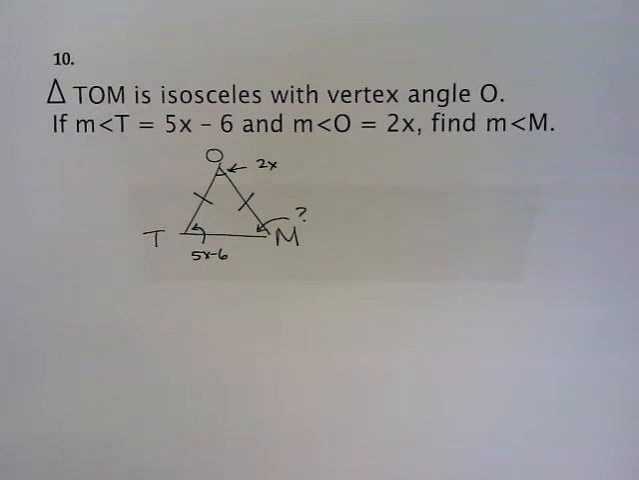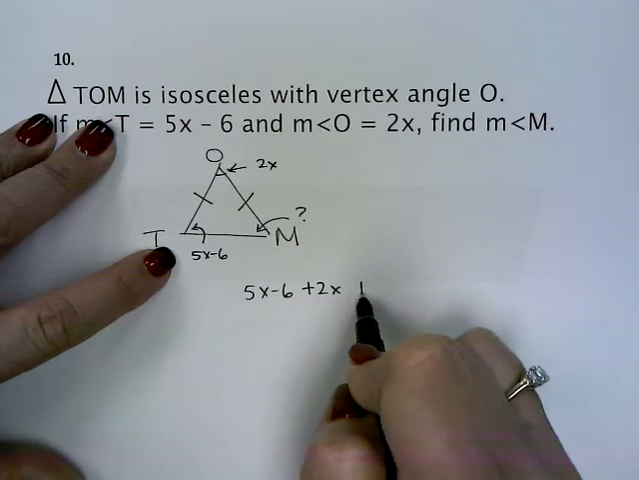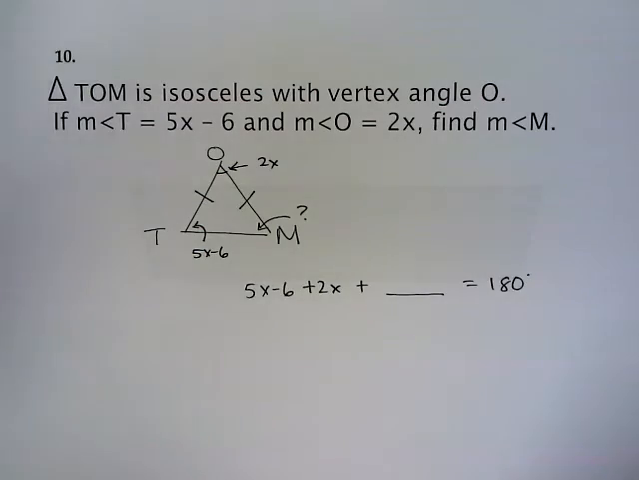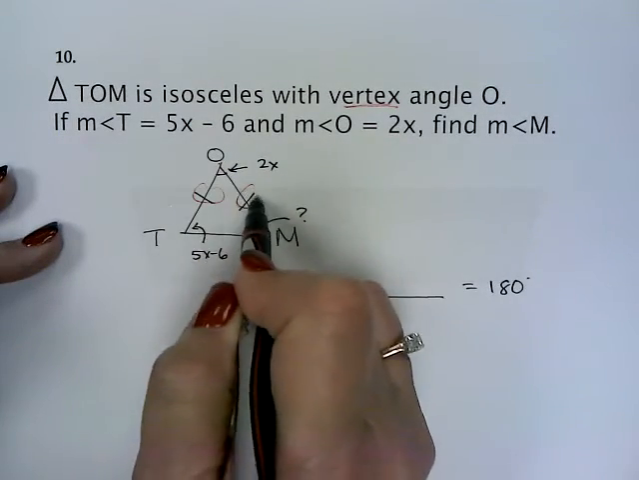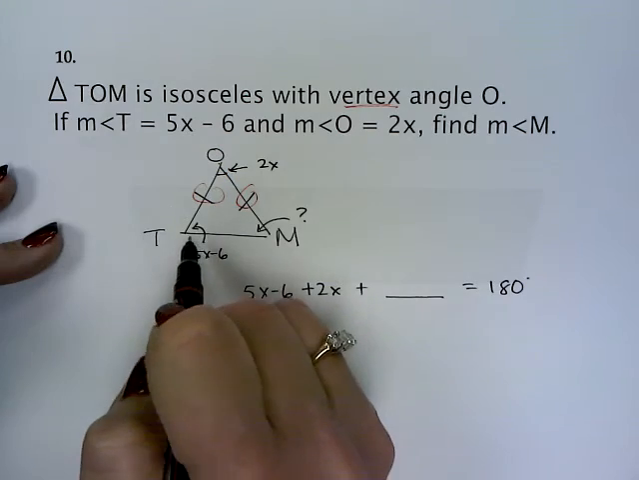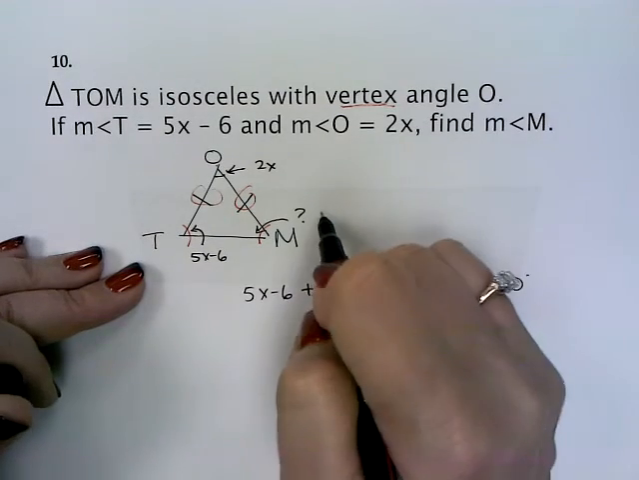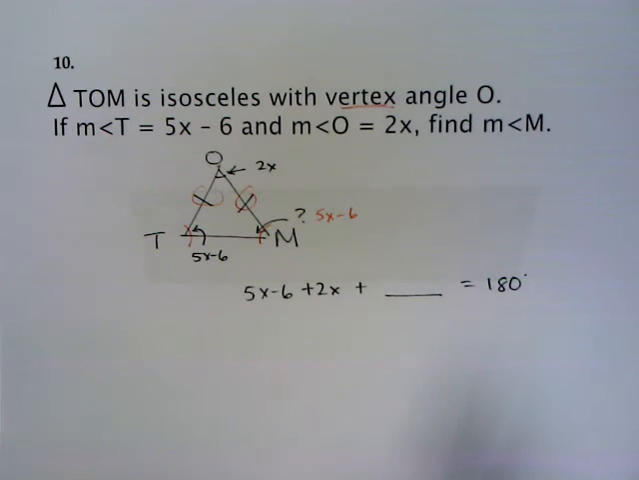what's angle M? All right, well, first of all, what do I know about the three angles of a triangle? They equal 180 degrees. So I know that 5x minus 6 plus 2x plus angle M equals 180 degrees. What's angle M? Well, again, they told us that in the very beginning. If he's the vertex angle here, these two sides are congruent. That means my base angles theorem says T is congruent to M, so therefore M is 5x minus 6. So we do know what M is to be able to complete the task.